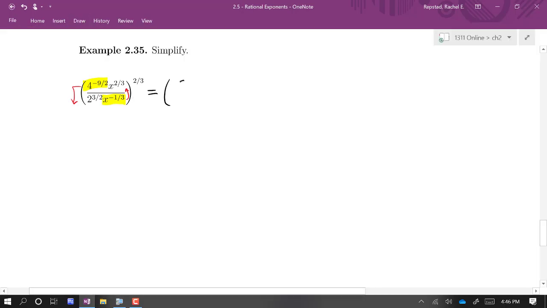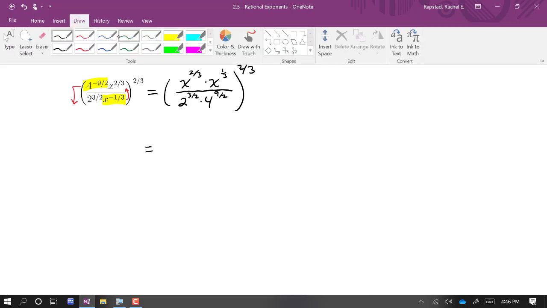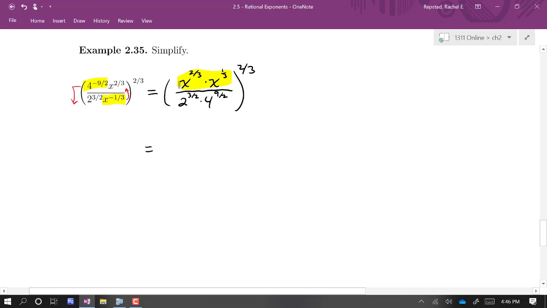So up top I've got x to the 2/3 times x to the 1/3 over 2 to the 3/2 times 4 to the 9/2, and this is all raised to the 2/3 power. The top here is going to simplify kind of nicely because we're going to add those exponents, and 2/3 plus 1/3 is 1, which means up top we've got just x to the first.